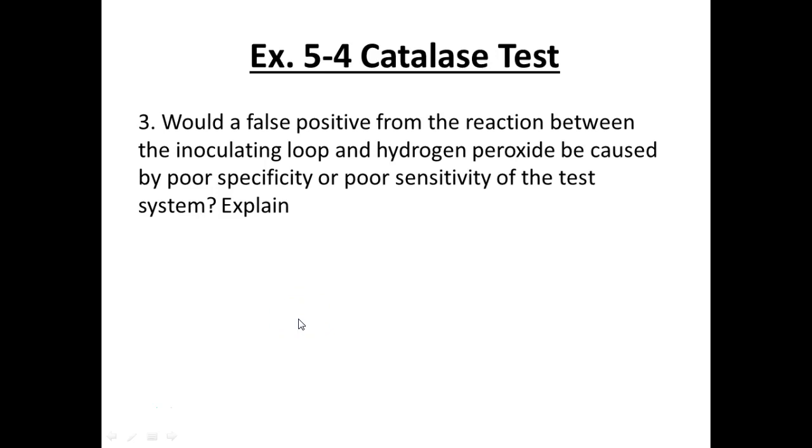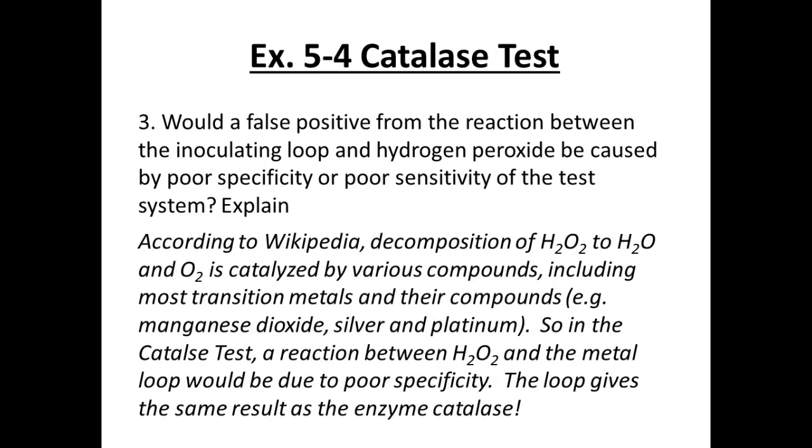So would a false positive result from the reaction between the inoculating loop and the hydrogen peroxide be caused by poor specificity or sensitivity of this test? This is the one problem where you get a specificity issue. You don't know if it's the metal loop or your organism that's causing the bubbling. And that's why we always add the bacteria first and then the hydrogen peroxide. Today it wouldn't have really mattered because I cheated, so we didn't have to drag out the Bunsen burners for one thing. We just used the plastic loops.